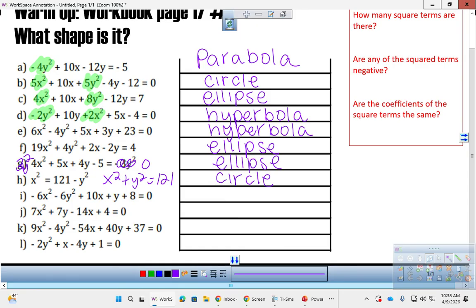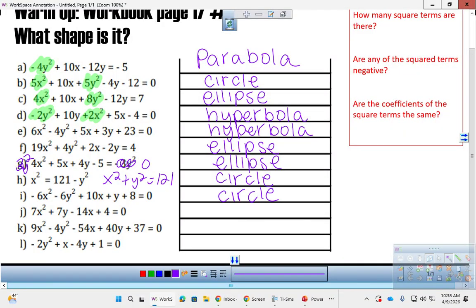Now I has 2 negative terms. Any idea what you think I is? Any guess? 2 squared terms. They're both negative though, and they have the same number in front. It's a circle. You can divide the negative out because they're both negative and they'd be positive. And because they match, it's a circle. If one was positive and one was negative, then it'd be an ellipse. But both directions are doing the same thing. So this one's a circle.